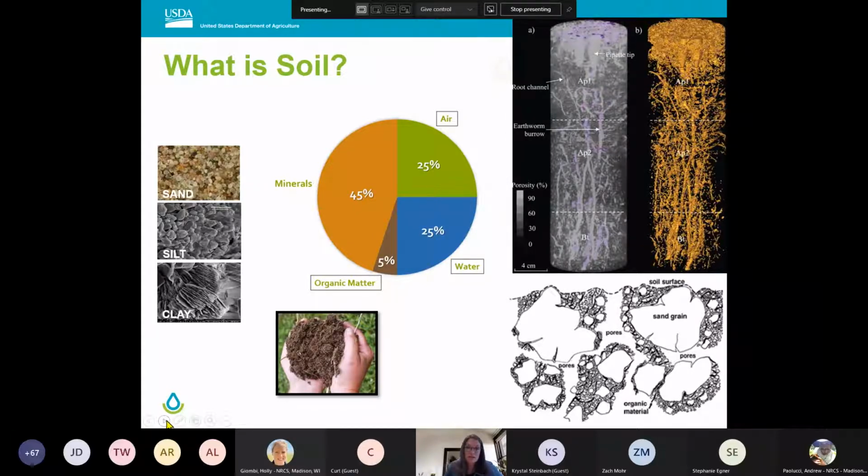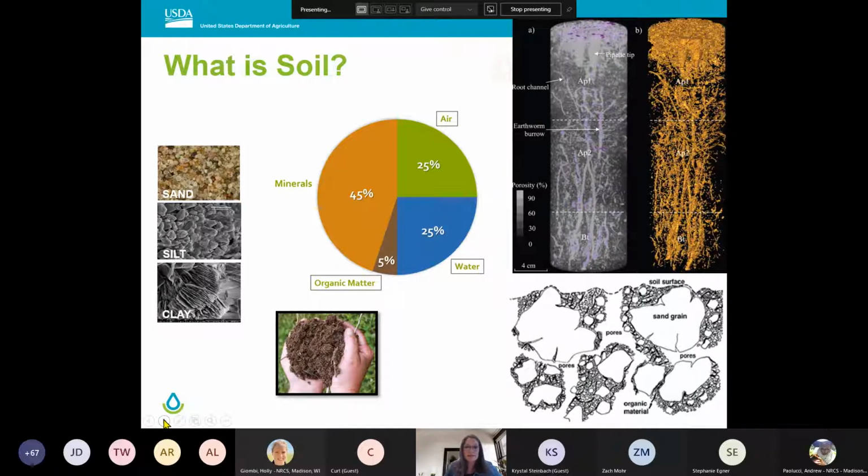So on that left-hand side, we have the solids, and that is 45% minerals, which includes our sand, silt, and clay, and 5% organic matter. And this is the living or once living component. It gives the soil that dark, beautiful color. And even though it contains only about 5%, organic matter actually controls about 90% of the soil function.